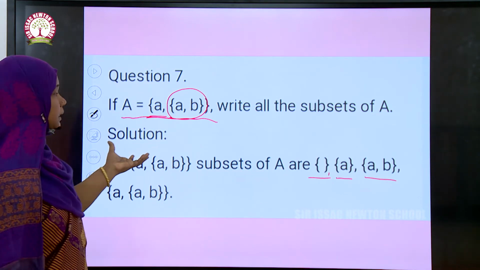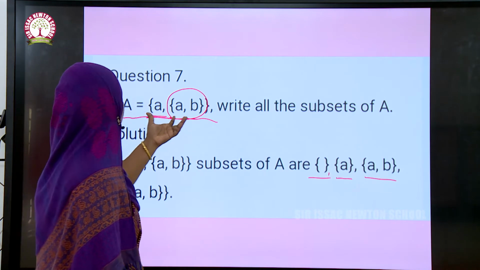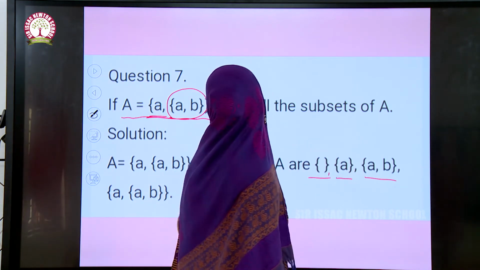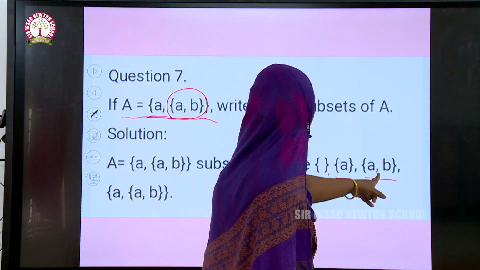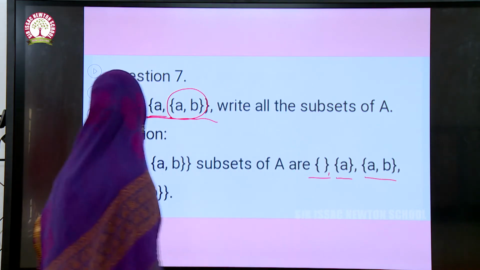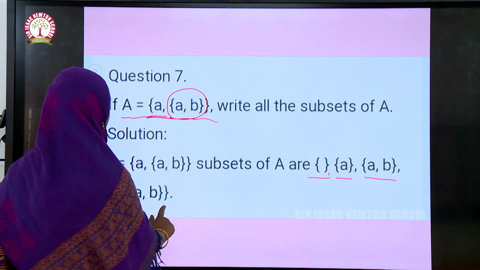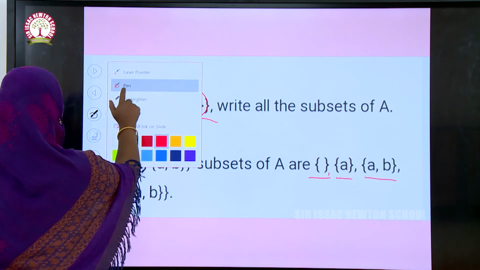So the possible subsets of A are: first the null set, a set with one element a, a set with one element b, and the set a comma b which has all the elements in it. These are the 4 subsets of A.